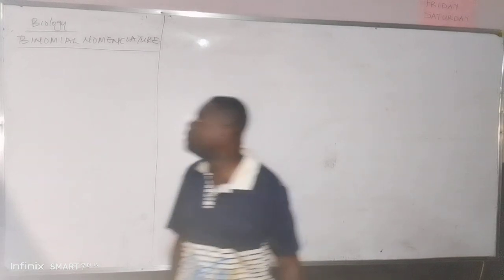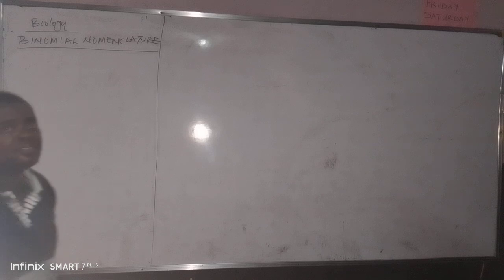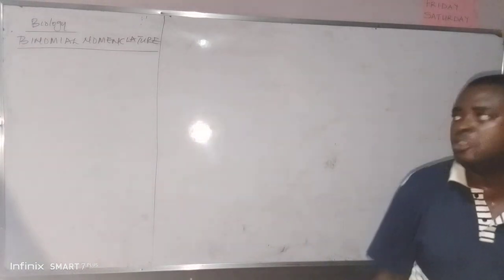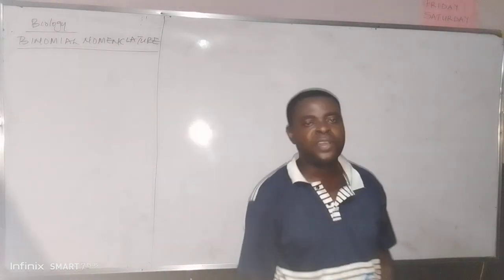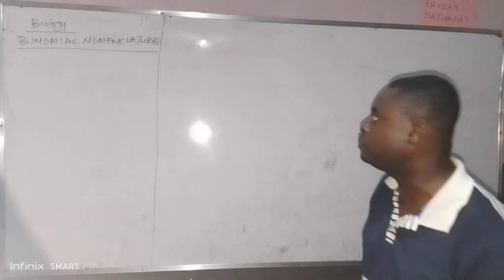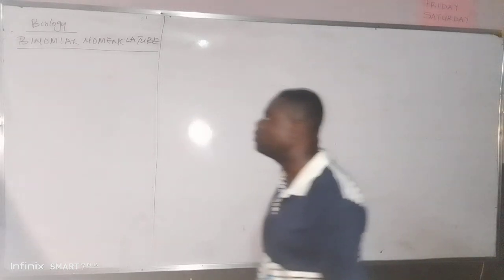So let's go to binomial nomenclature. In biology, I told you that Carolus Linnaeus did three works about classification of living things. One of it was he established the five kingdom system. The second one is he gave the hierarchy of classification: kingdom, phylum, class, order, family, genus, and species. And the third thing he did was binomial nomenclature. What is binomial? The word binomial comes from the word bi. Bi means two. Nomial comes from the word naming.